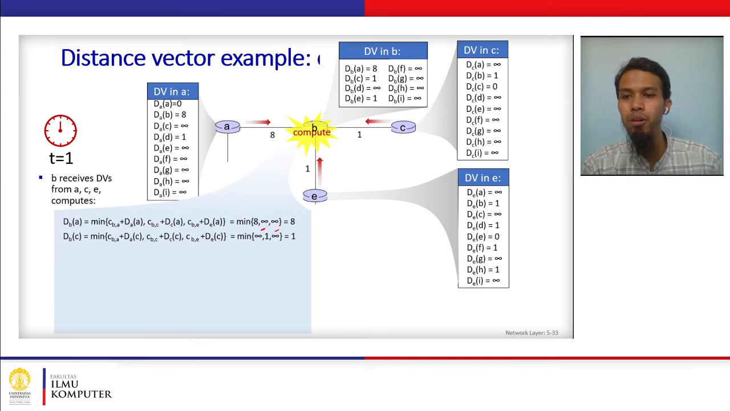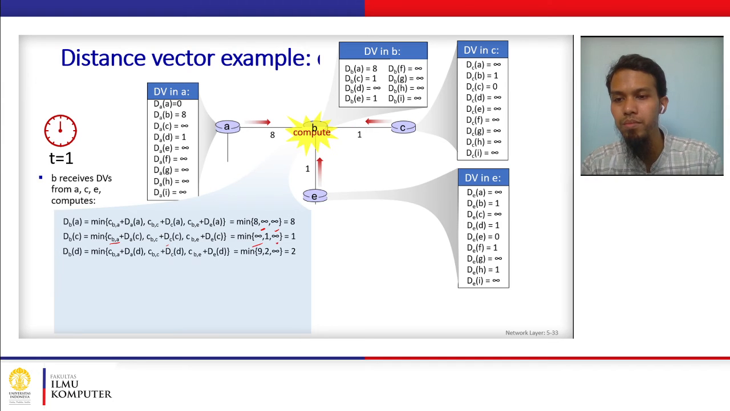Now, about the cost of the path to C. A doesn't have a direct path to C at this moment, so the cost of the path from A to C equals infinity. The original cost of the path from B to C is 1, which is already there. E doesn't have any direct path to C at the moment, so the cost from E to C is infinity. So the cost of the path from B to C is still 1.